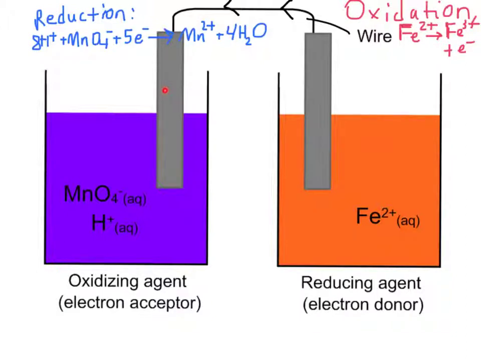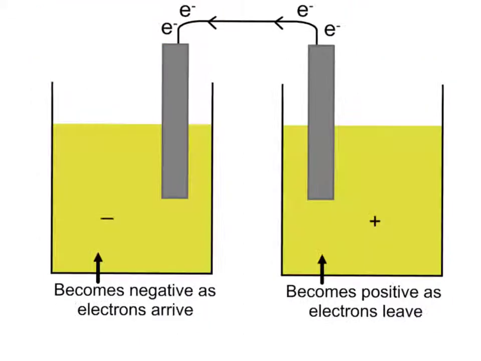Now, if I set this up exactly as I have drawn it here in the lab, with these two beakers, my electrodes and the wire, nothing will happen. Why? If we're trying to get electron flow like this, this beaker is going to become increasingly positively charged as electrons are leaving, and this one will become increasingly negatively charged as electrons are entering.